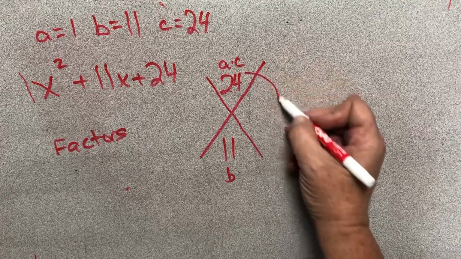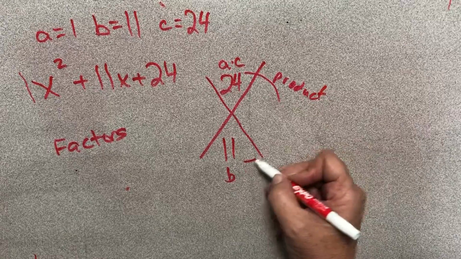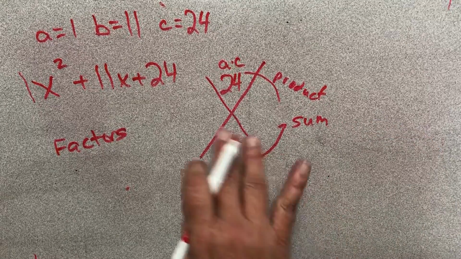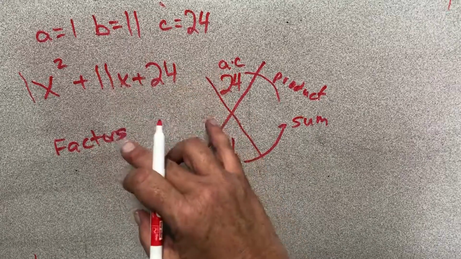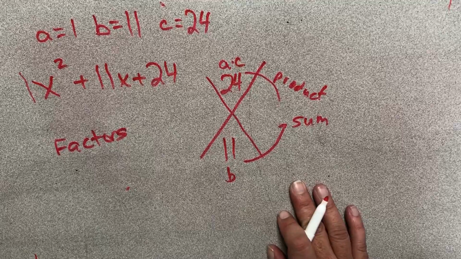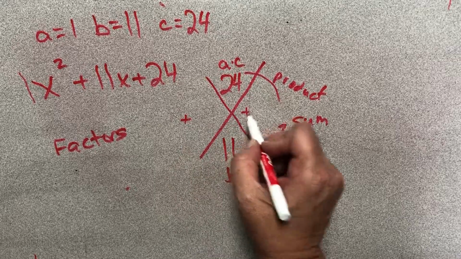This is still our product, the 24. And the 11 is still our sum. So we're looking for two numbers. When multiplied, we get 24. When added, they give us 11. Now, since everything's positive, those two numbers are both going to be positive.